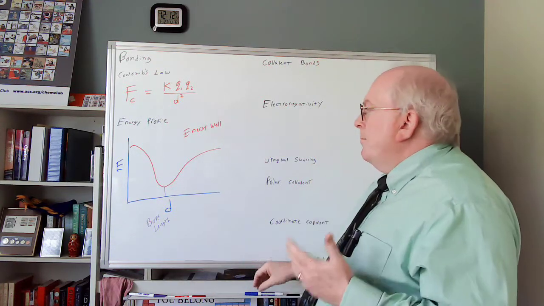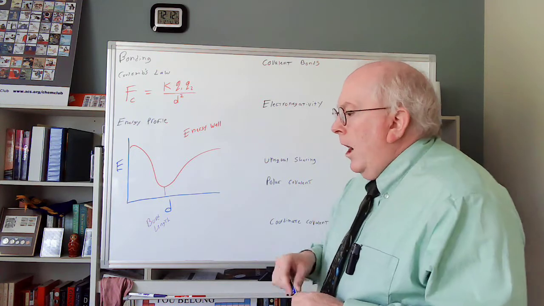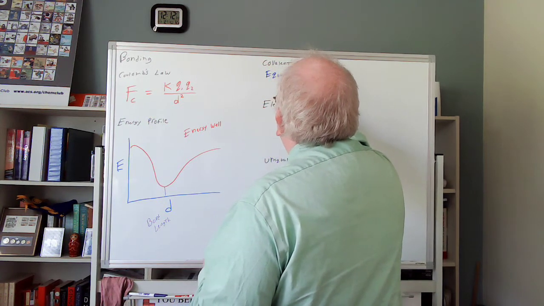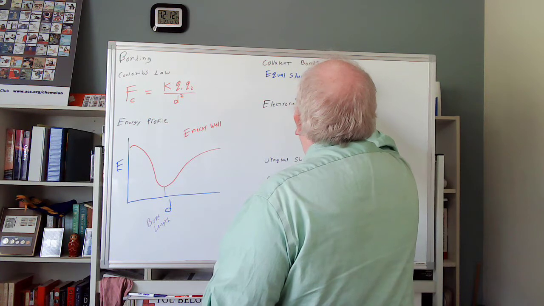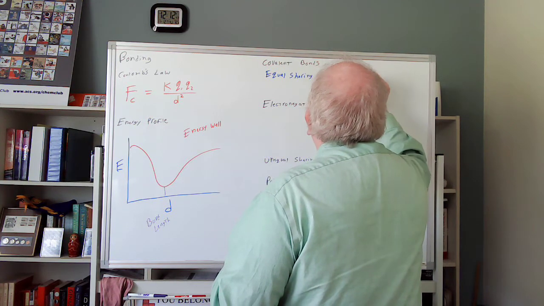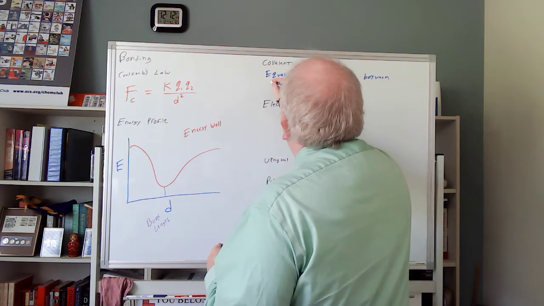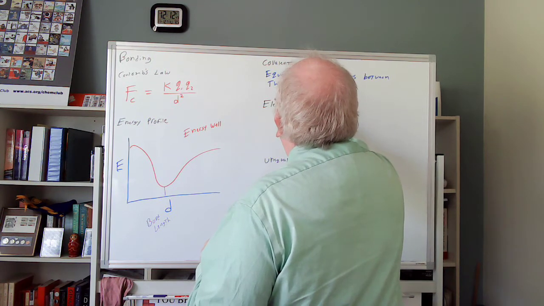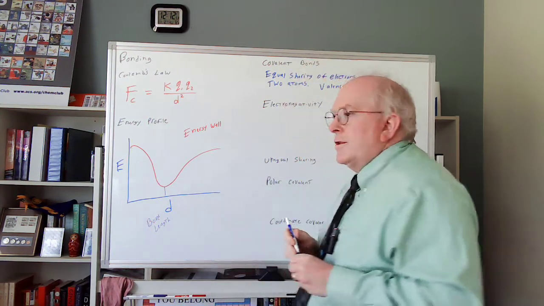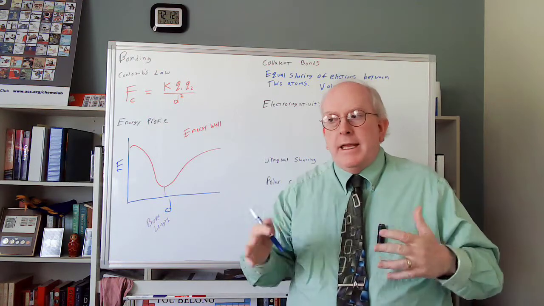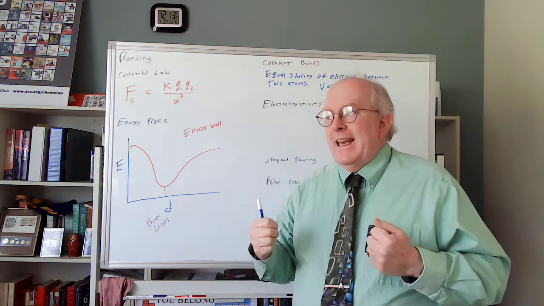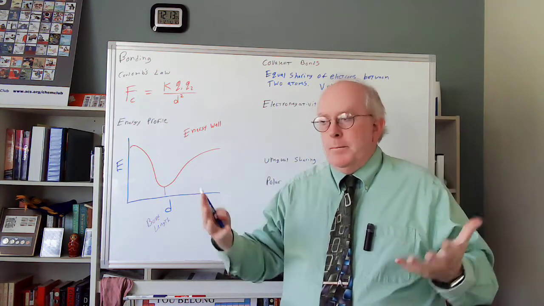Now, a covalent bond is based on this idea. A covalent bond is equal sharing of electrons between two atoms. Now, the electrons that we're talking about are the valence electrons, or the outermost S and P electrons. Okay? Co means to share. Valent comes from valence, which means outermost.